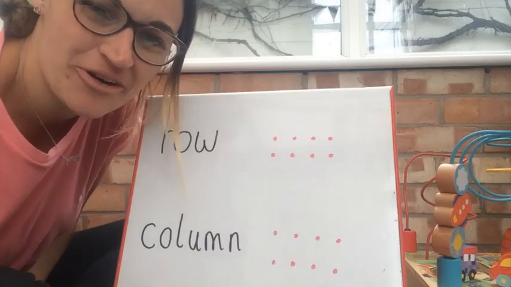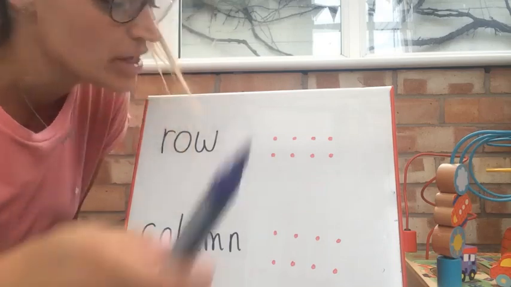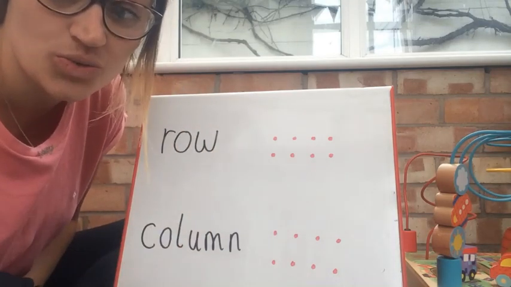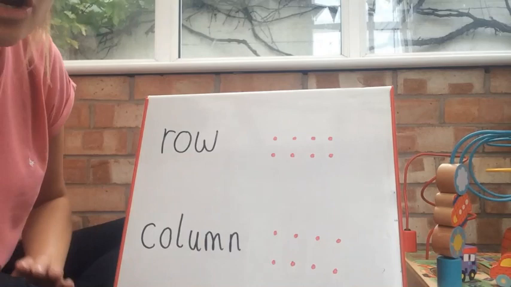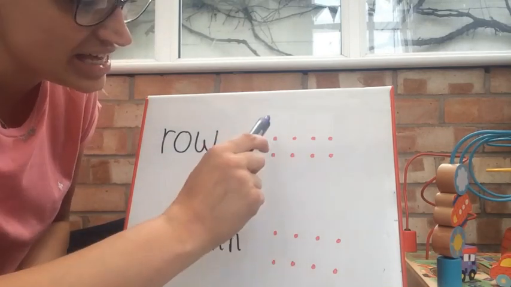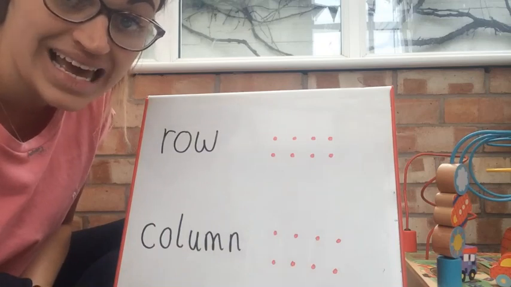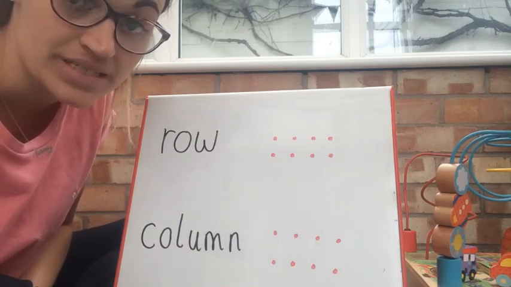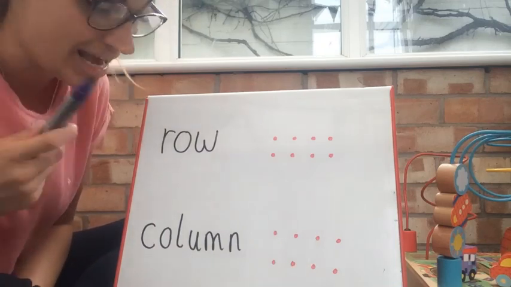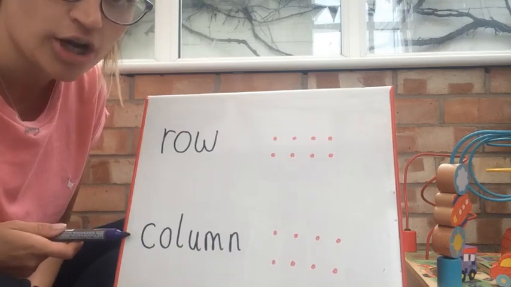Hi. Before we get started with today's session, you will need to know these 2 words. Okay? So we're looking at arrays, and this is an array when we put our equal groups in rows and columns. And they're the 2 words we're looking at today, row and column.